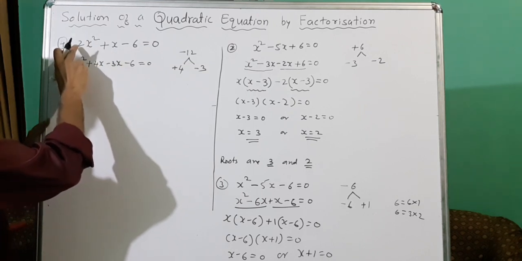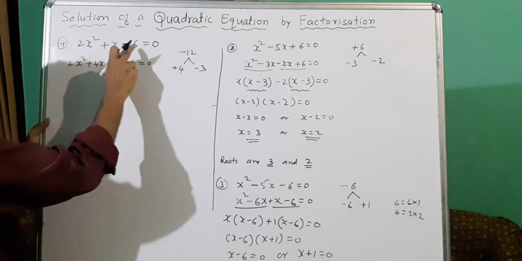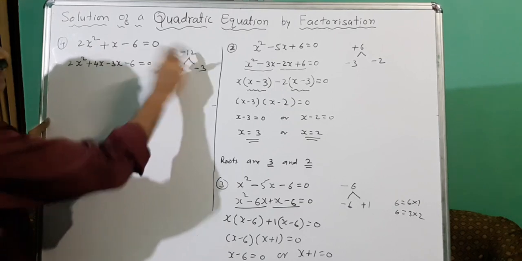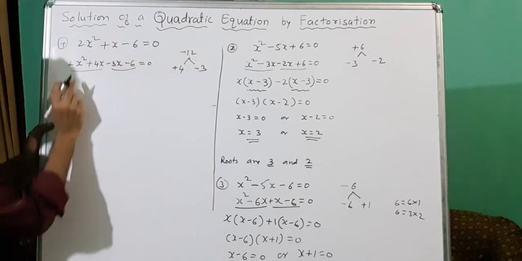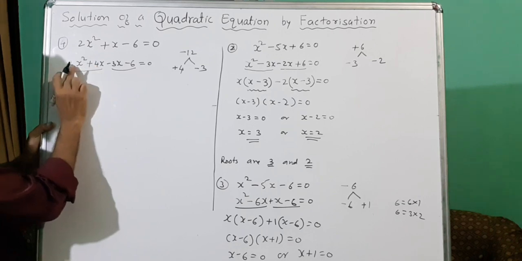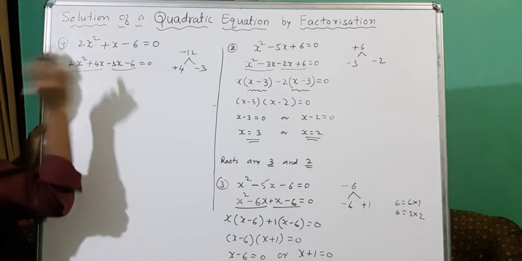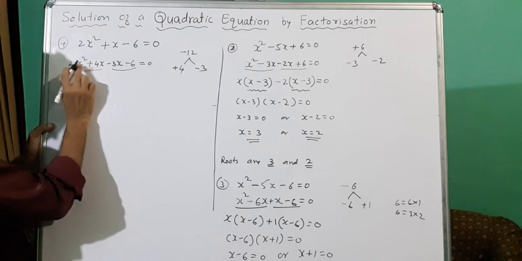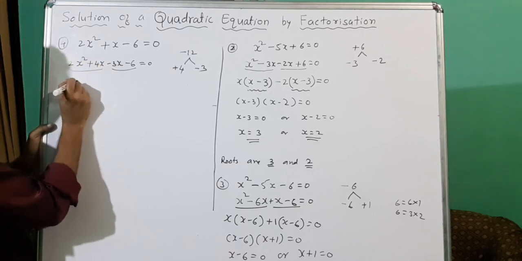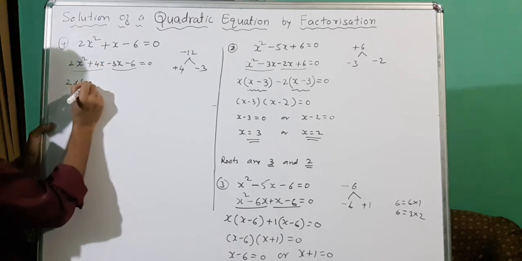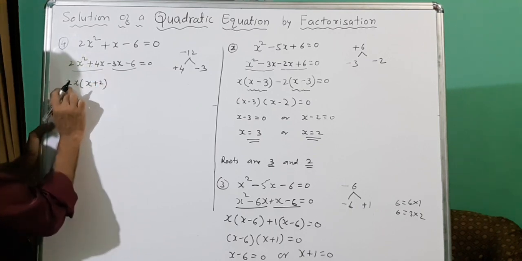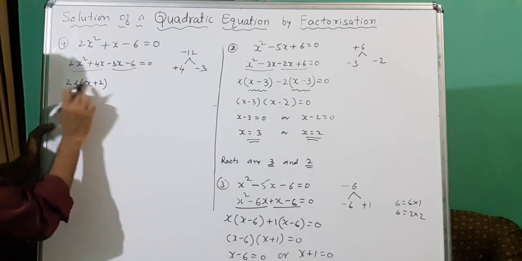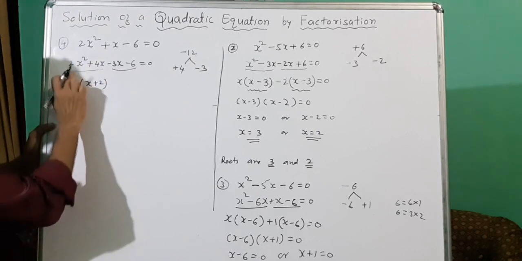So always remember that you have to multiply this number with the last, A and C. Okay, so now again grouping. After grouping we have 2 common. Here it is 2x square, here it is 4x, means 2 into 2x. So I am taking 2 common. Again here x square and x, so x common. So what is remaining is x plus 2, because out of 4x, 2x is already taken. 2x into 2 is 4x. 2x into x is 2x square.